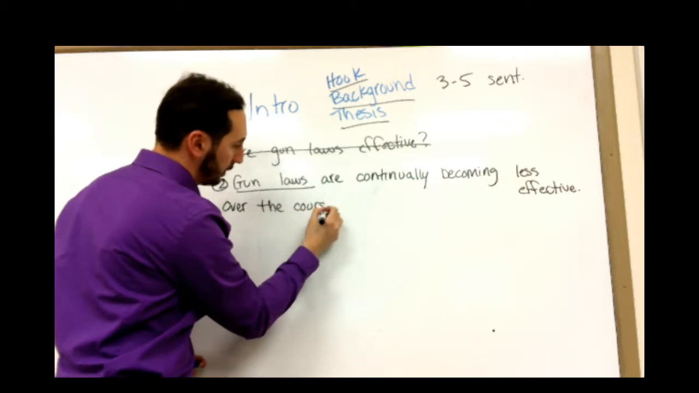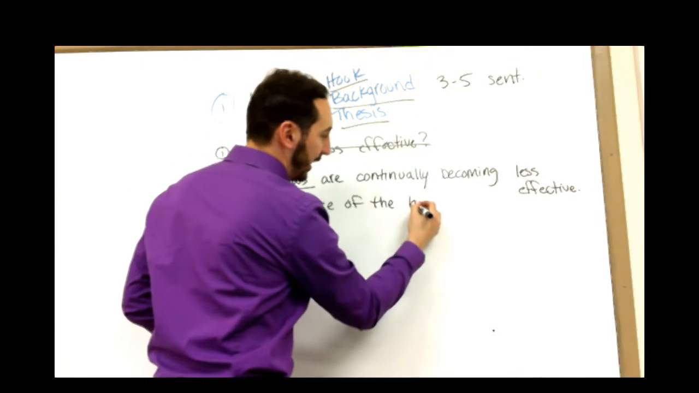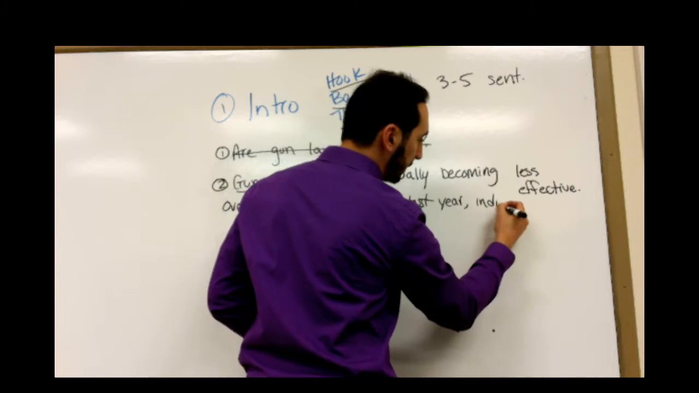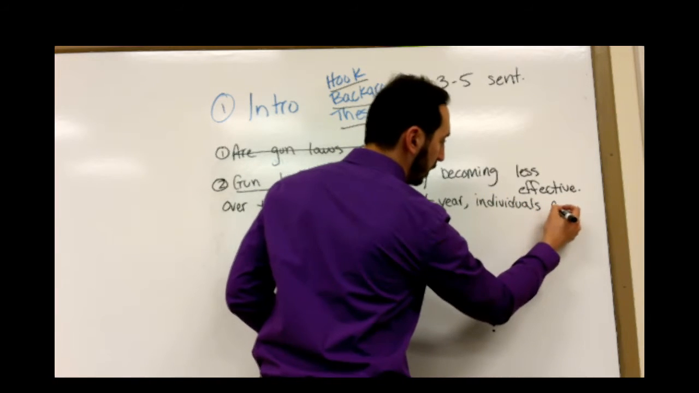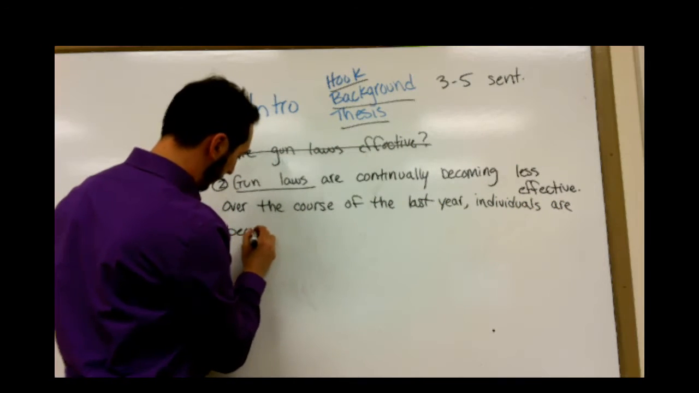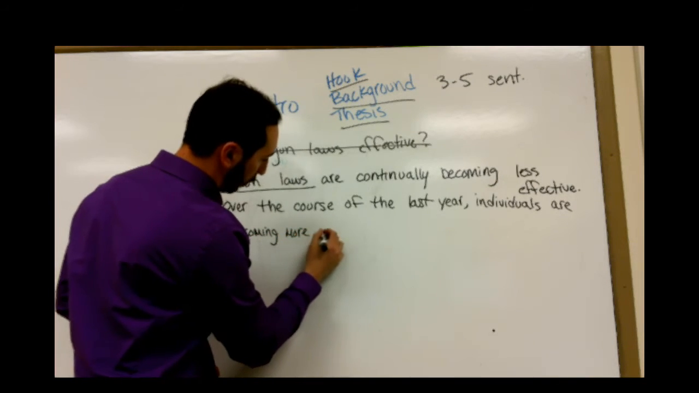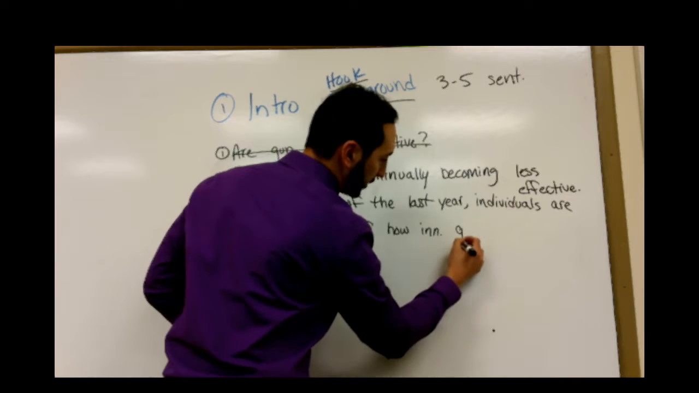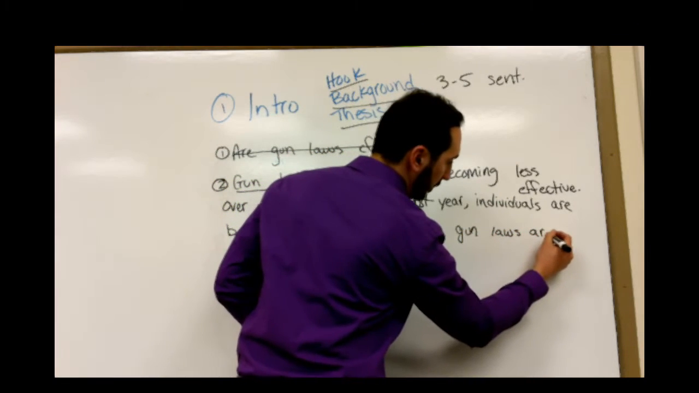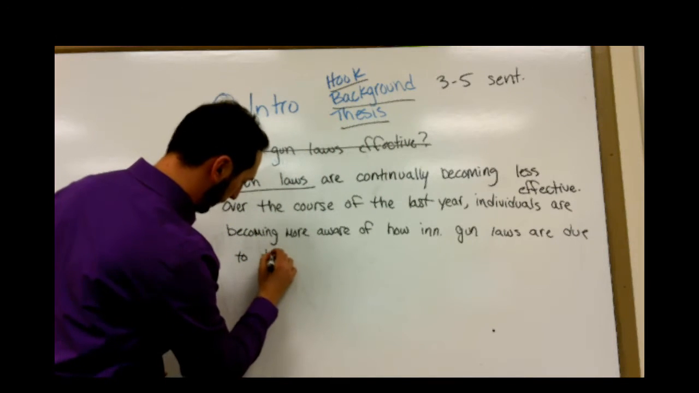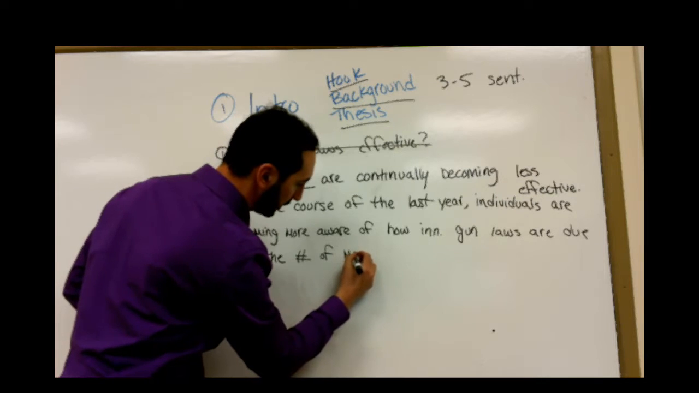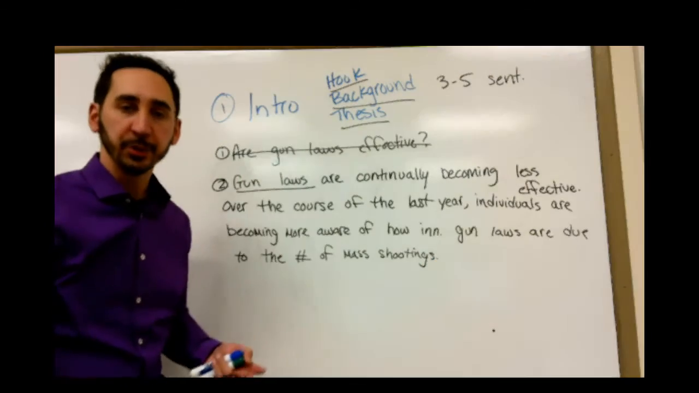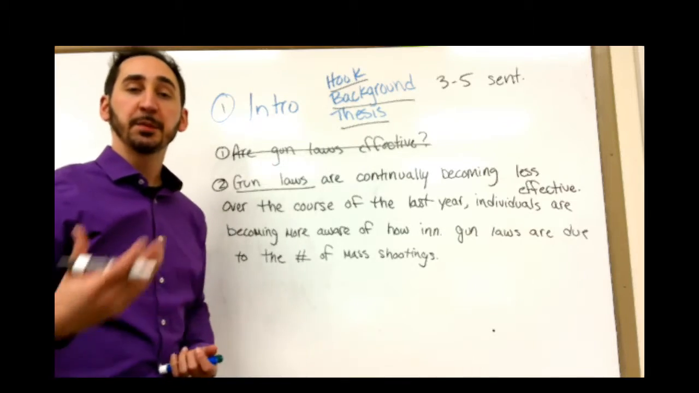Over the course of the last year, let's say individuals becoming more aware of how ineffective gun laws are due to the number of mass shootings. Okay, and you kind of expand on that. What do you mean mass shootings? What type of mass shootings? Why are they ineffective? Why do the individuals expand on this thought here?